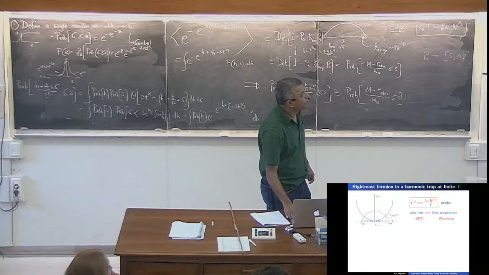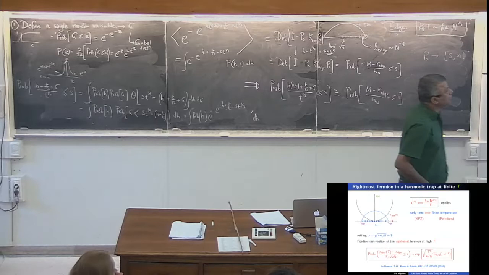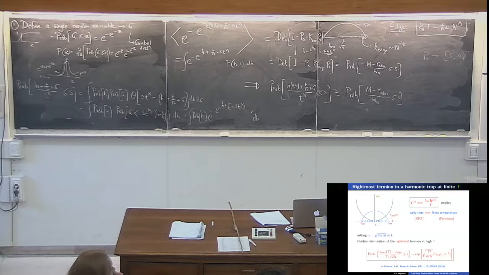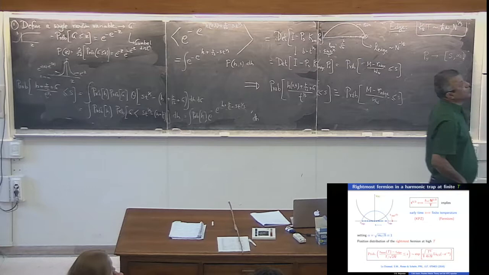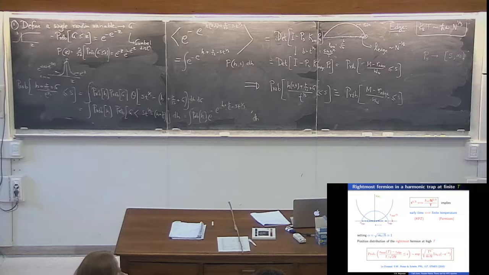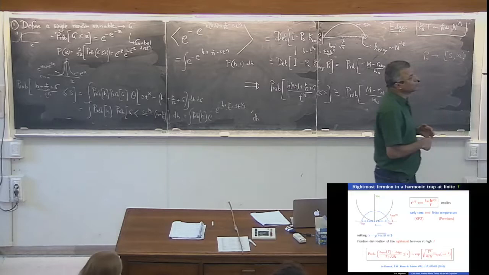For example, if you ask about the position distribution of this particle at relatively high temperature, much bigger than n to the power 1/3, then by taking results from the KPZ you can show that the distribution of the rightmost particle position is related to this Li 5/2, again a polylog function. From this you can calculate the short time tails of the height distribution in the KPZ problem, which is related to the large temperature fluctuations of the rightmost particle position. So you can go back and forth between these two problems.